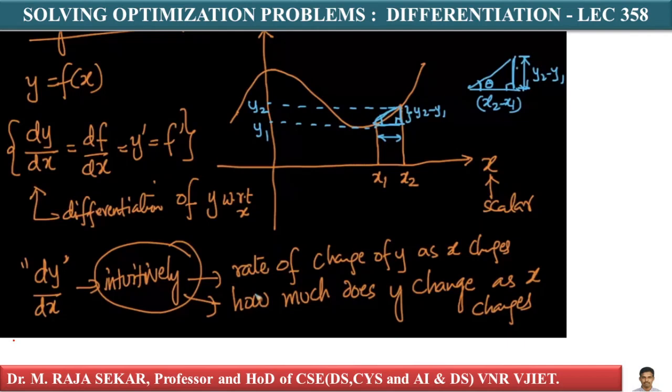Let me assume this, what is this? This is the distance between x1 and x2, isn't it? This is the distance between y1 and y2, isn't it? Let me assume this as a right angled triangle. I am writing here the same right angled triangle, isn't it? What is this difference? This is y2 minus y1.